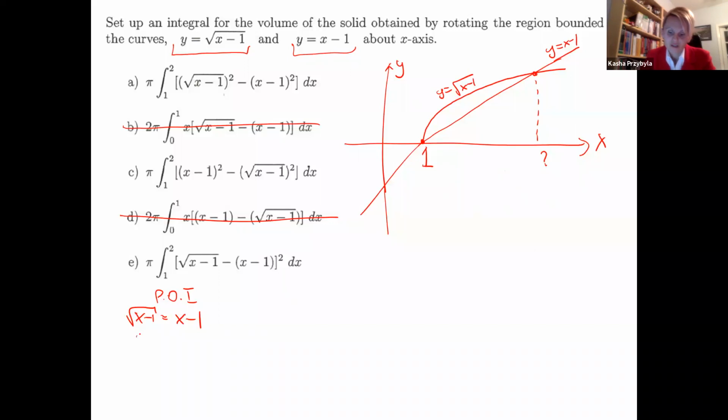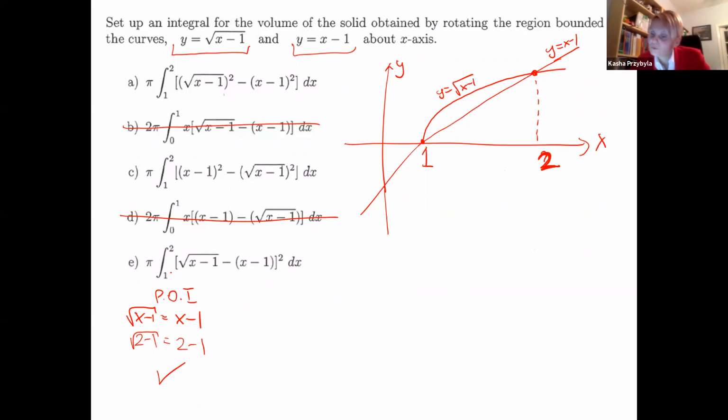2. When we substitute 2, 2 minus 1 is 1, square root of 1 is 1. Yeah, I think it must be 2, because it's just one point of intersection, no other points. That means instead of solving the quadratic equation, we can do this. And actually, I can eliminate B and D, because you will not see these options. Each of the options has the limits from 1 to 2.